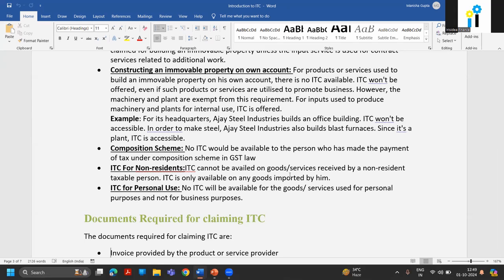ITC for non-registered and registered residents. Sorry, ITC for non-residents. So ITC cannot be availed for goods or services received by a non-resident taxable person. ITC is only available on any goods imported by him. Means non-residents cannot claim ITC, but they can claim ITC only if it is imported by him. If any goods are imported by him, that time they can claim. ITC for personal use: you cannot claim ITC for your personal use, not for the business purpose.